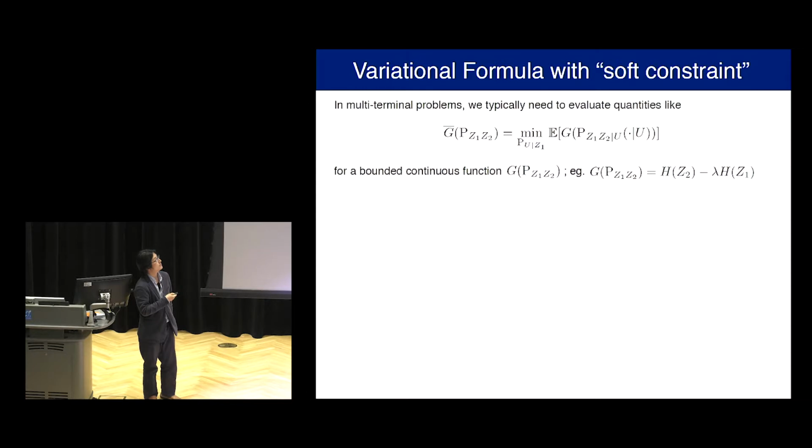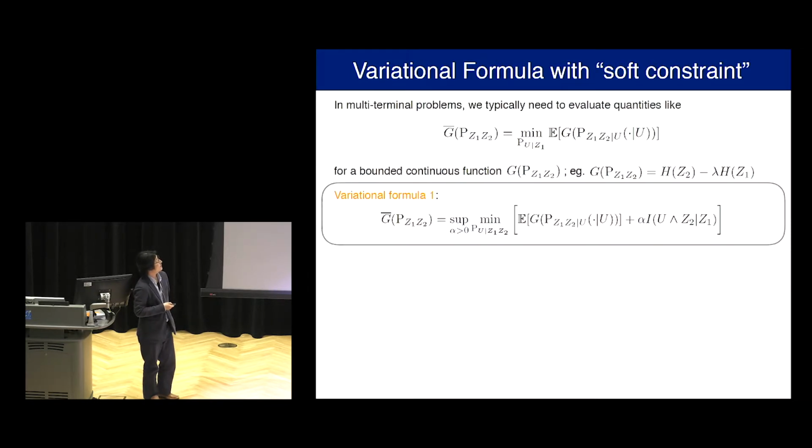Next, let me explain what the soft constraint is. When we consider multi-terminal problems, we usually need to evaluate this kind of optimization problem for some bounded function g. For instance, the function g can be a weighted difference of two entropy functions. And here, in this optimization problem, we have a Markov chain constraint in the sense that this auxiliary random variable U only depends on Z1, not on Z2. And usually, this kind of Markov chain constraint is a difficulty in multi-terminal problems.